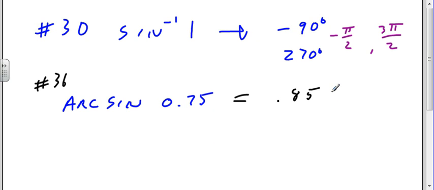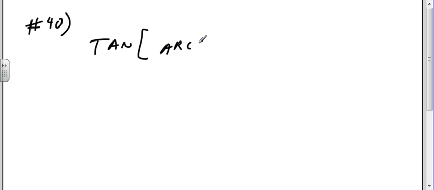Now we get to do the fun things. Okay, so now we get to do number 40. And these are my favorite type of problems too, because it separates the men from the men. I want the tangent of the arc sine of 1 over the square root of 2.